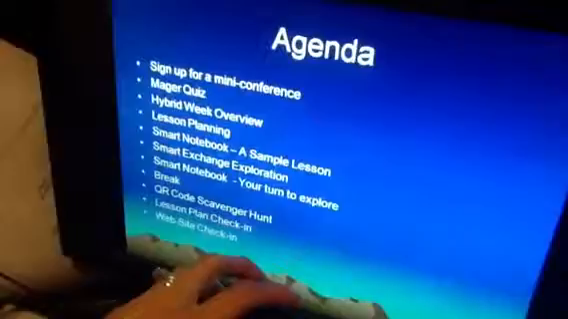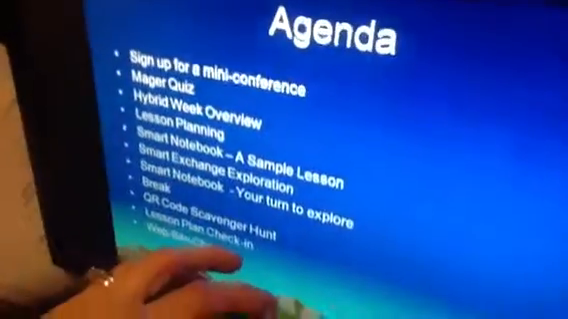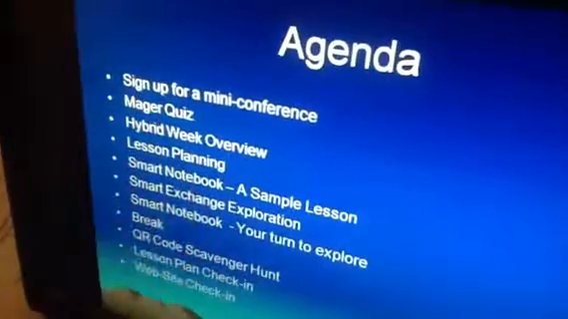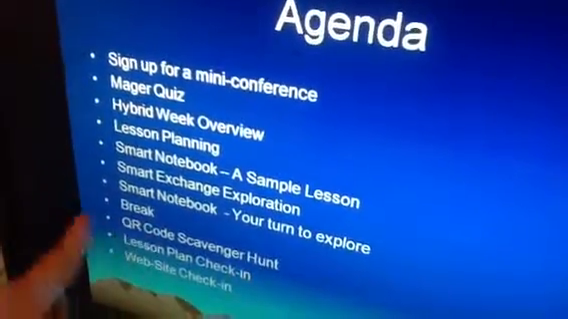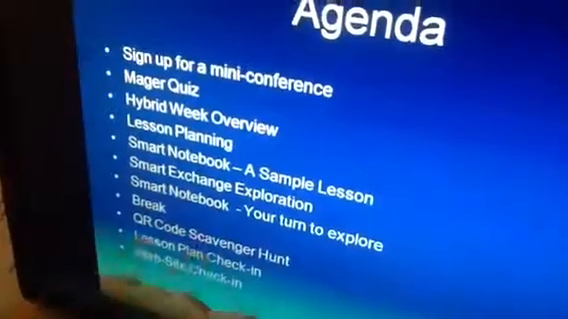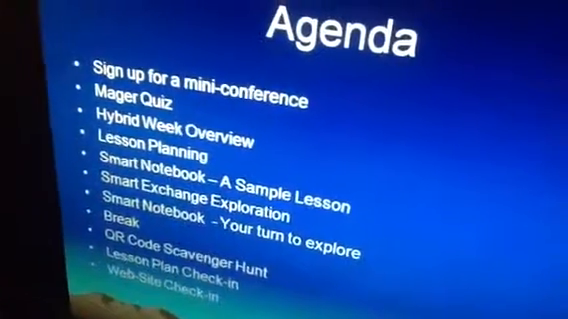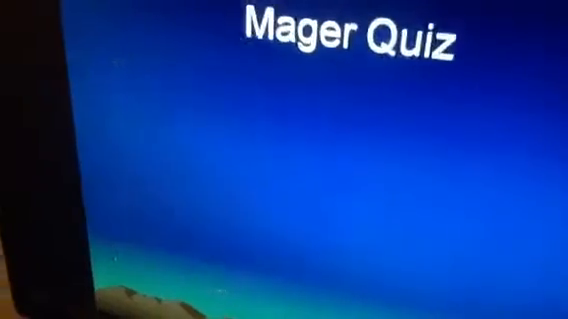This was the massive agenda that we had, and you'll find this PowerPoint is also available online. These were the different things that we were going to do during the class, minus that QR code scavenger hunt. I meant to delete that, but everything else we were going to try and do. So let me take you through a good portion of this.